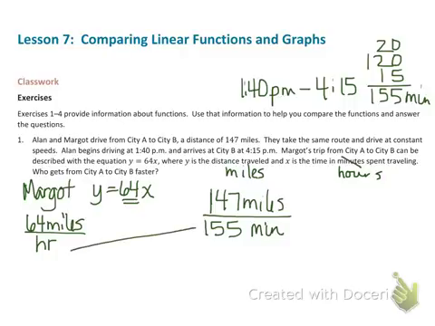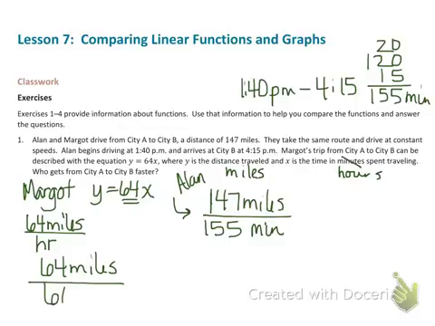So we need some way to compare these two rates here. One of them is in miles per hour, the other one is in miles per minute. So I'm going to do something that's going to just make the math a little bit easier. So this is Alan's rate here. Let's just label it on my work here. Alan's rate is that. I'm going to rewrite Margot's rate in miles per minute. So she goes 64 miles in 60 minutes.